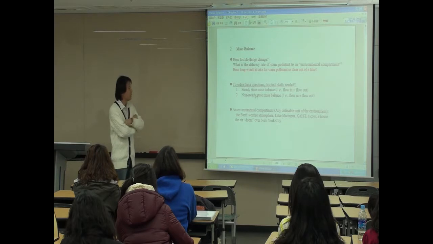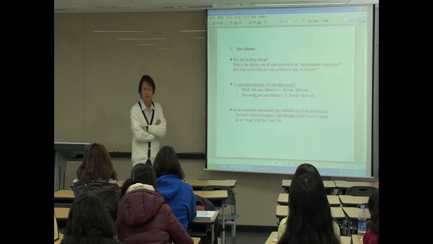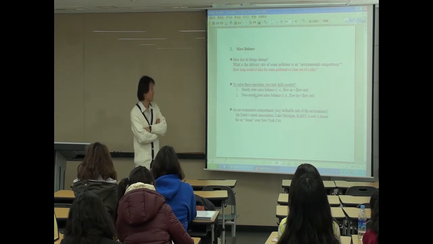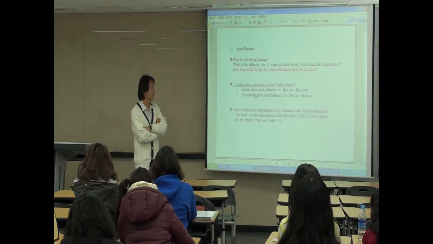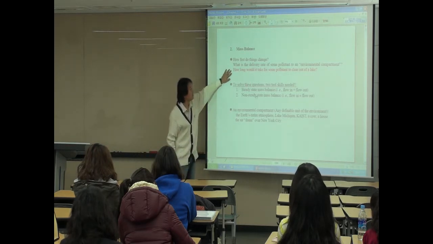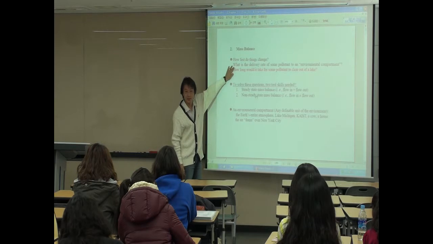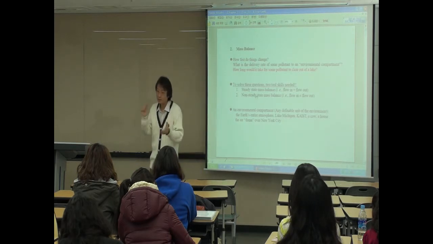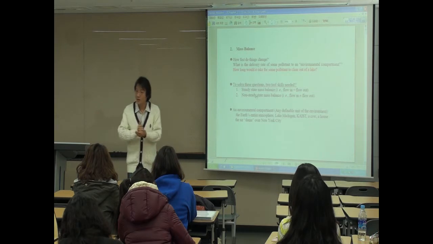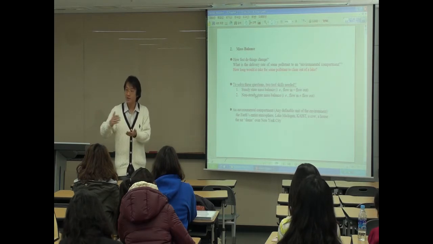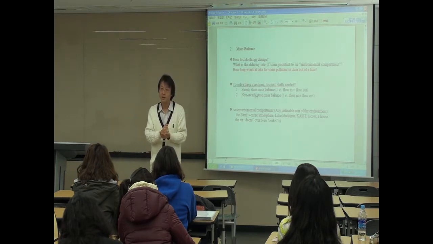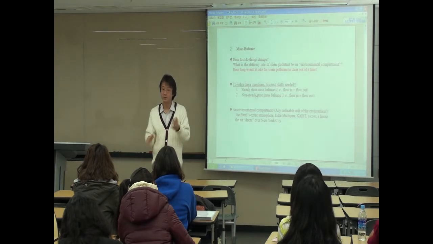Some useful example problems: what is the delivery rate of some pollutant to a compartment? And how long would it take for some pollutant to clear out of the compartment? This is very important. So it is time related and movement related. If you can manage the movement of pollutants, and the time of that movement, you can prevent contamination in the natural or engineered environment. This is very, very important.